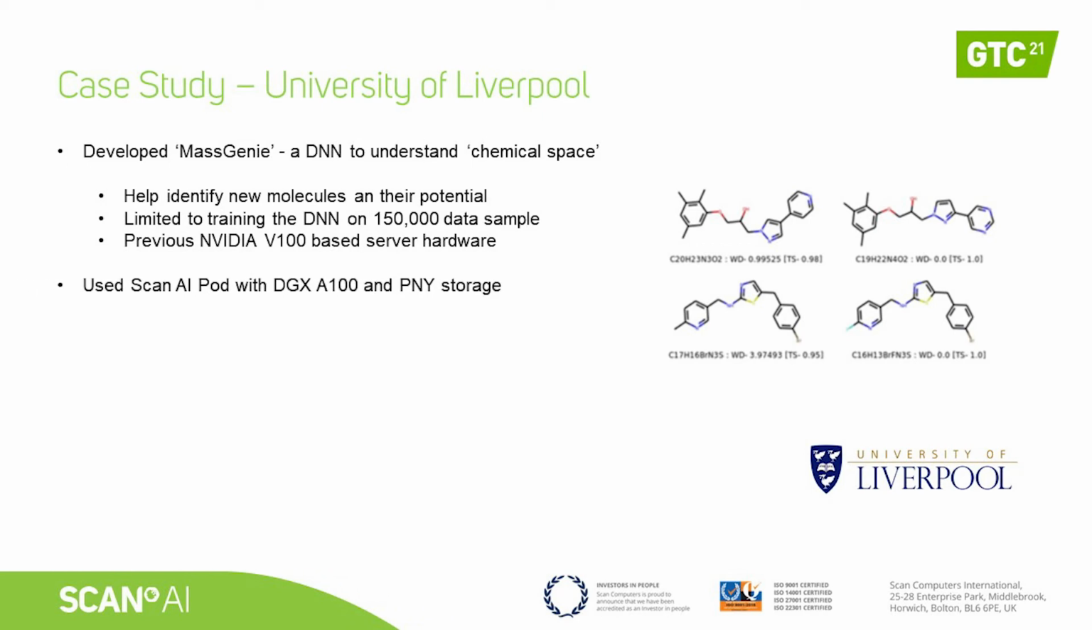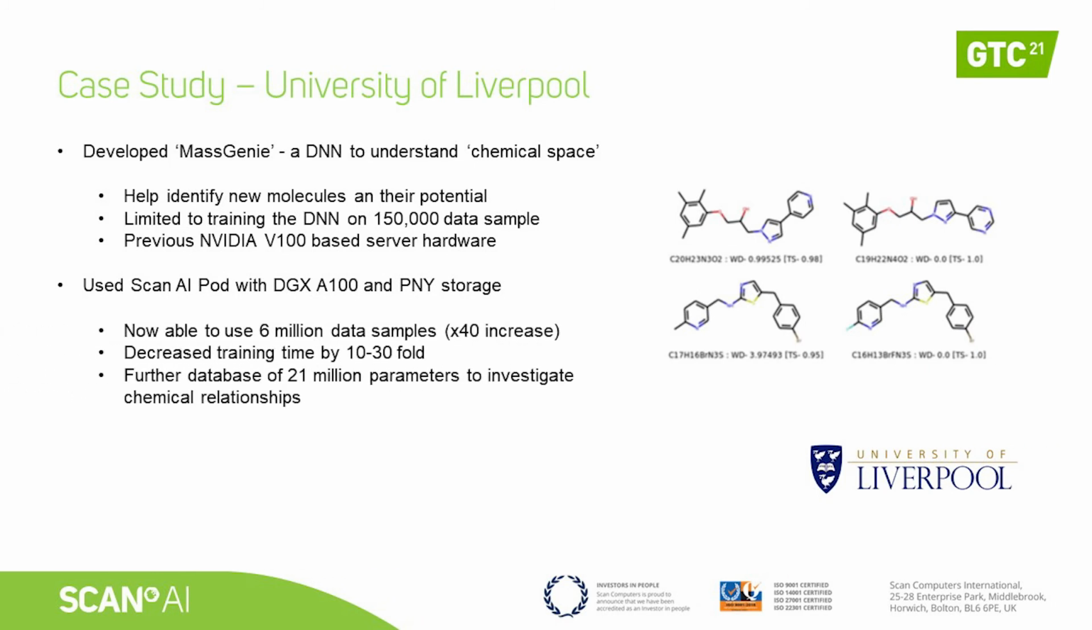As a result, the university has been able to increase the sample size to around 6 million samples at a time due to the increased GPU processing power, an increase of approximately 40-fold. This, combined with a speed up in learning of between 10 and 30-fold, means the Scan AI pod is much more time and cost effective for the university to conduct its research.